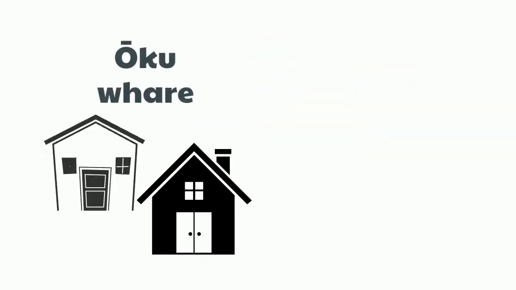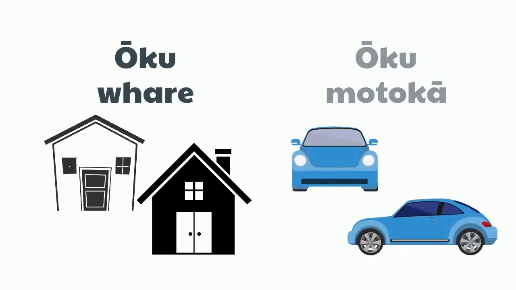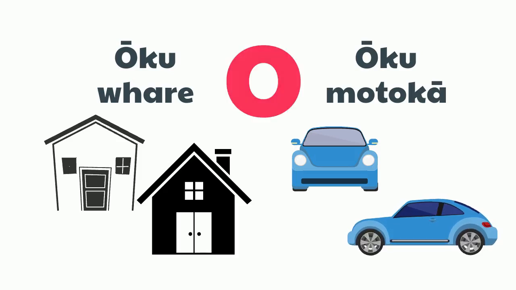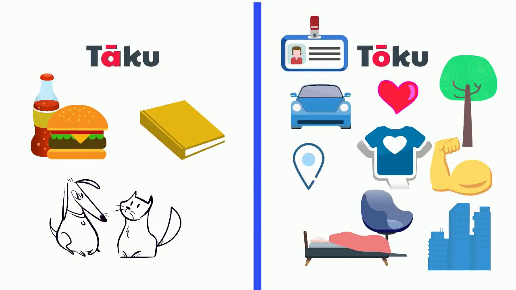Ōku whare, my houses. Ōku motoka, my cars. Buildings and transport are in the O category. Now you understand the two categories, and you can learn how to say yours and theirs in the next lessons.